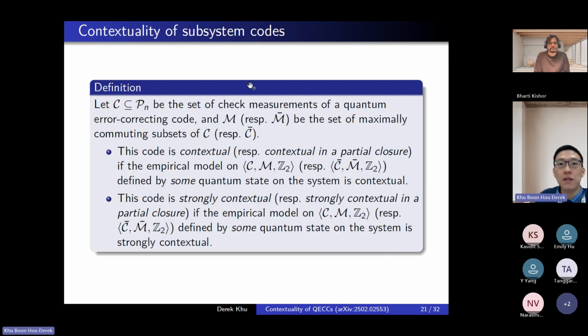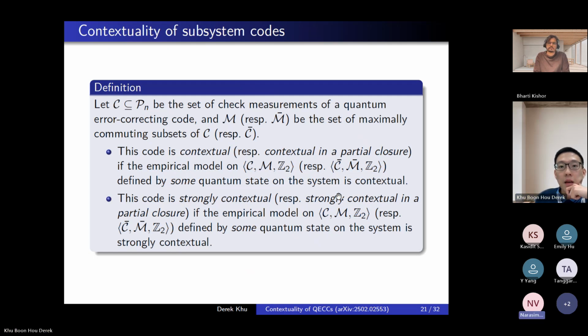Right. So what do we mean by subsystem codes being contextual or not? We can just look at the set of check measurements of the error correcting code. And we say it is contextual if that set of check measurements is contextual, and we say the code is strongly contextual if the check measurements form a strongly contextual model. So basically, we are looking at the check measurements of each of the subsystem codes, and as long as it is contextual for some quantum state, we say that it's contextual, and as long as it's strongly contextual for some quantum state, we say that it is strongly contextual.